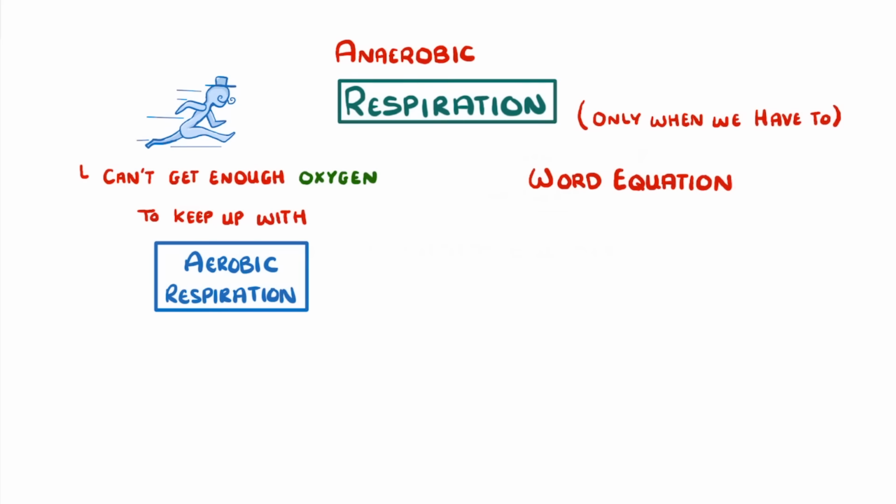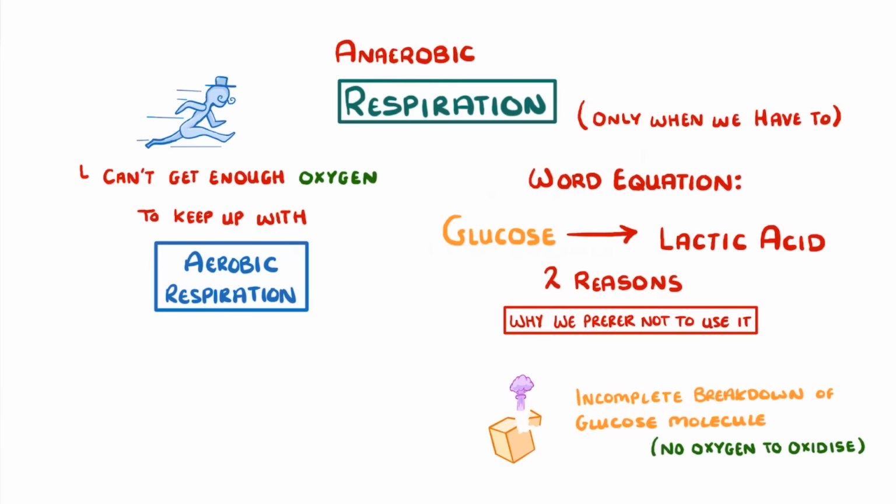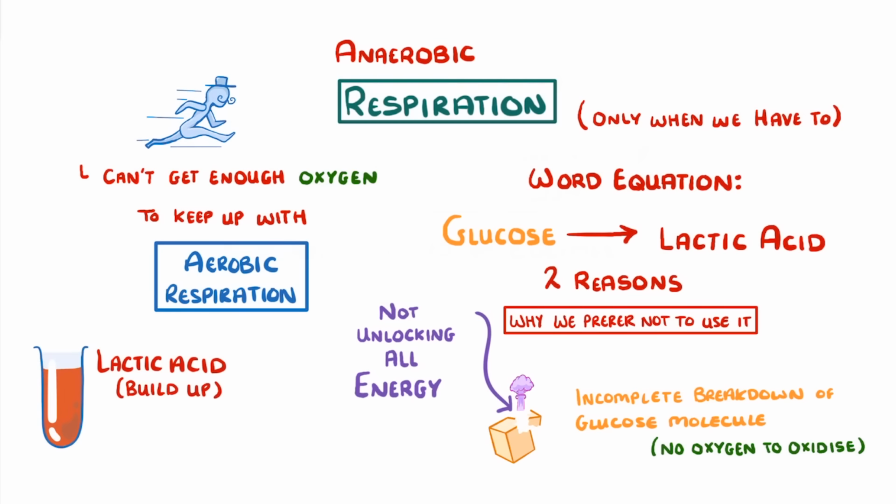The word equation for anaerobic respiration is glucose goes to form lactic acid, and there are really 2 reasons why we prefer not to use it. One is that there's incomplete breakdown of the glucose molecule, because there's no oxygen to oxidize it, which makes the whole process inefficient, because we're not unlocking all of the energy within the glucose molecule. The second problem is that lactic acid builds up, which has to be removed later, as we'll see in our next video on exercise.